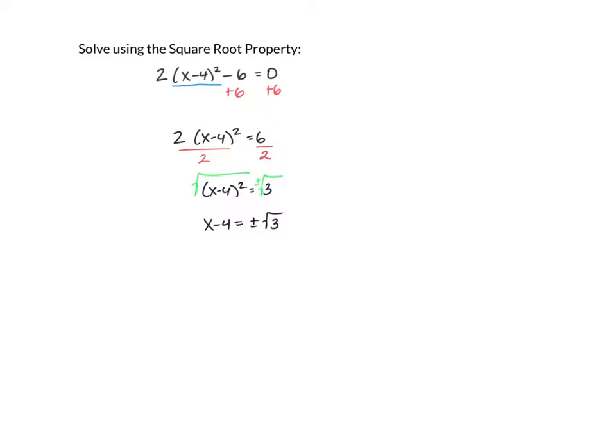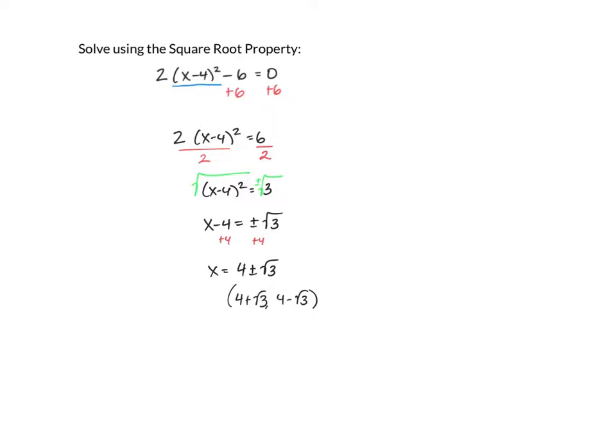To finish, we still want to solve for x, so adding 4 to both sides, we get that x is equal to 4 plus or minus the square root of 3. Keep in mind, this is really giving us two solutions. We have 4 plus the square root of 3 and 4 minus the square root of 3. So the plus or minus is giving us two solutions to this quadratic equation.